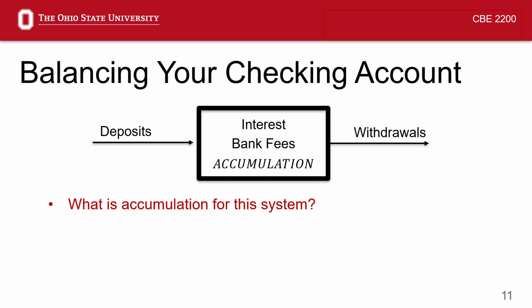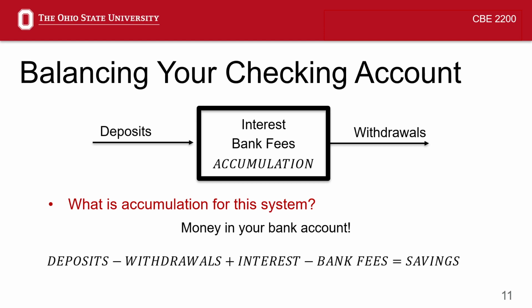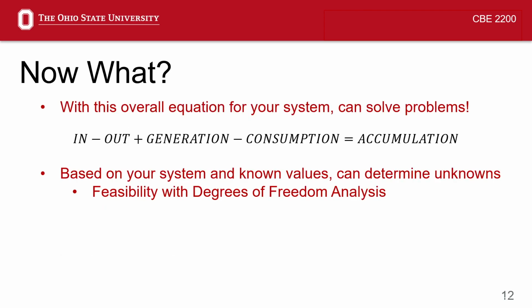All right, so accumulation in the system is going to be accumulating money. So it's just going to be the amount of money in your bank account that's being increased. And specifically, I think of it as savings. So we can write, using the general balance equation, this overall equation for the amount of money in your bank account. And so with this equation, we can actually now solve problems. You can do this process on almost anything you want that has stuff flowing in, out, or being changed inside. And you can solve equations.